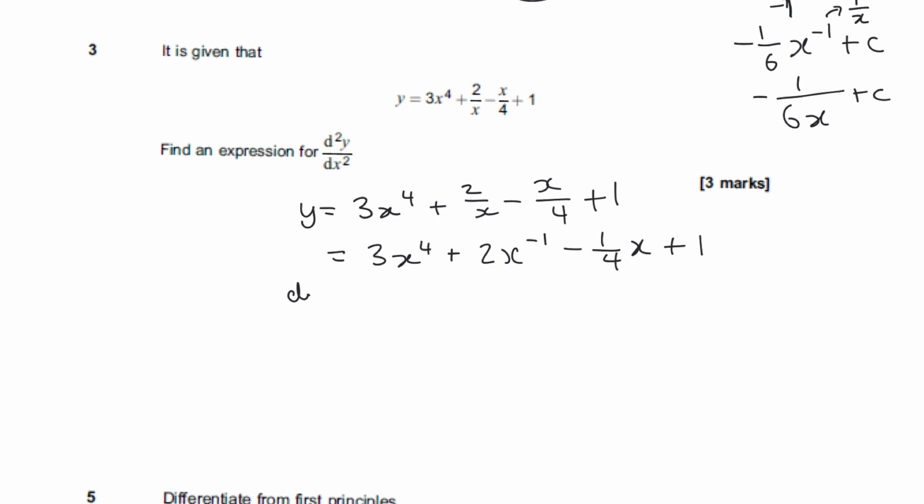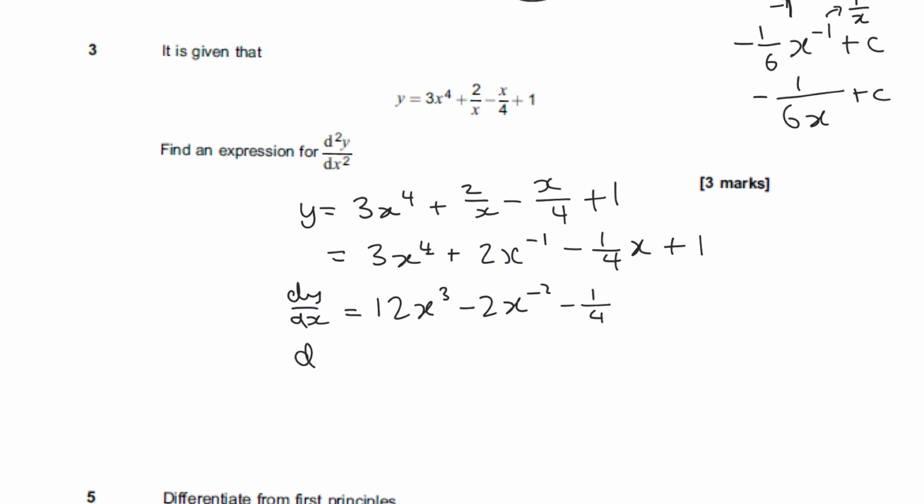So now to work out dy by dx, remember you have to multiply the power by the number in front. So 4 times 3 will be 12, and then you always take 1 off the power. So that would be cubed, and then minus 1 times plus 2 would be minus 2x to the minus 2, and then that would just be a minus quarter. The x is going to disappear, and the plus 1 is also going to disappear.